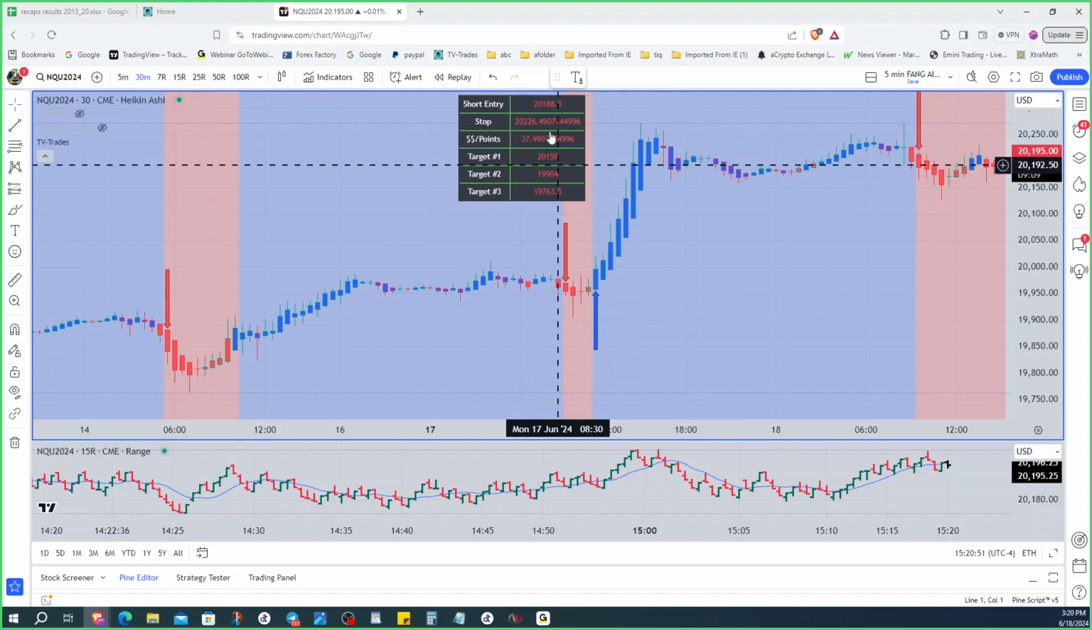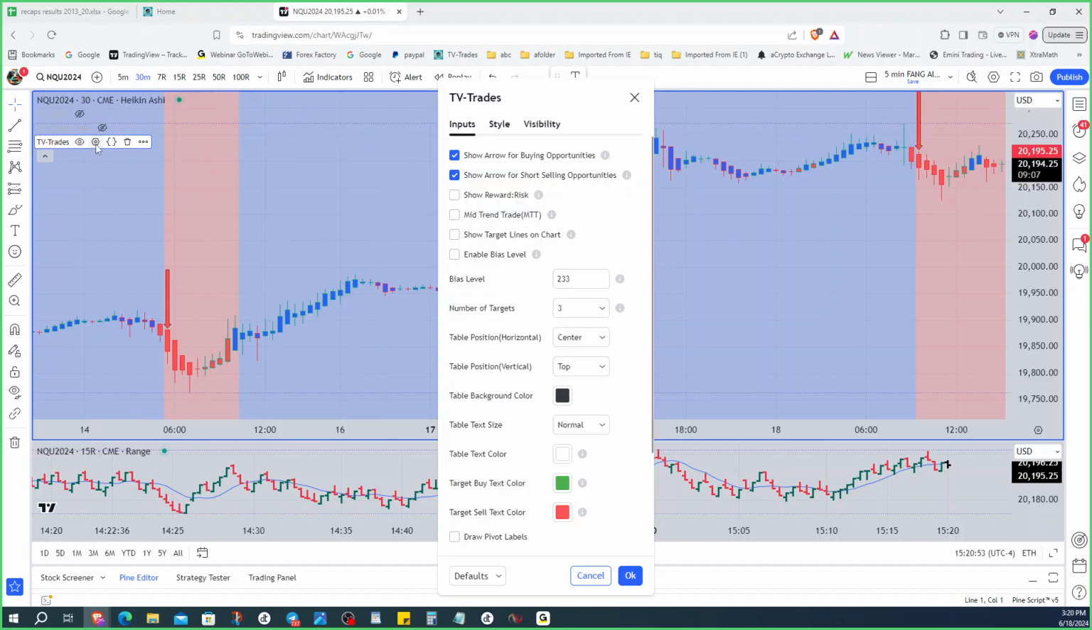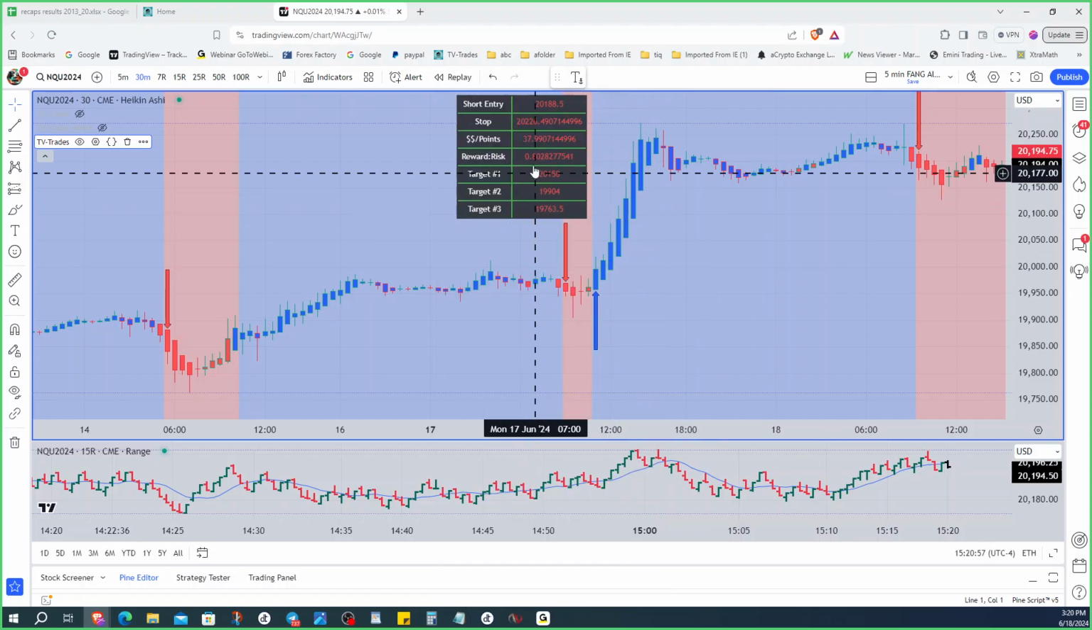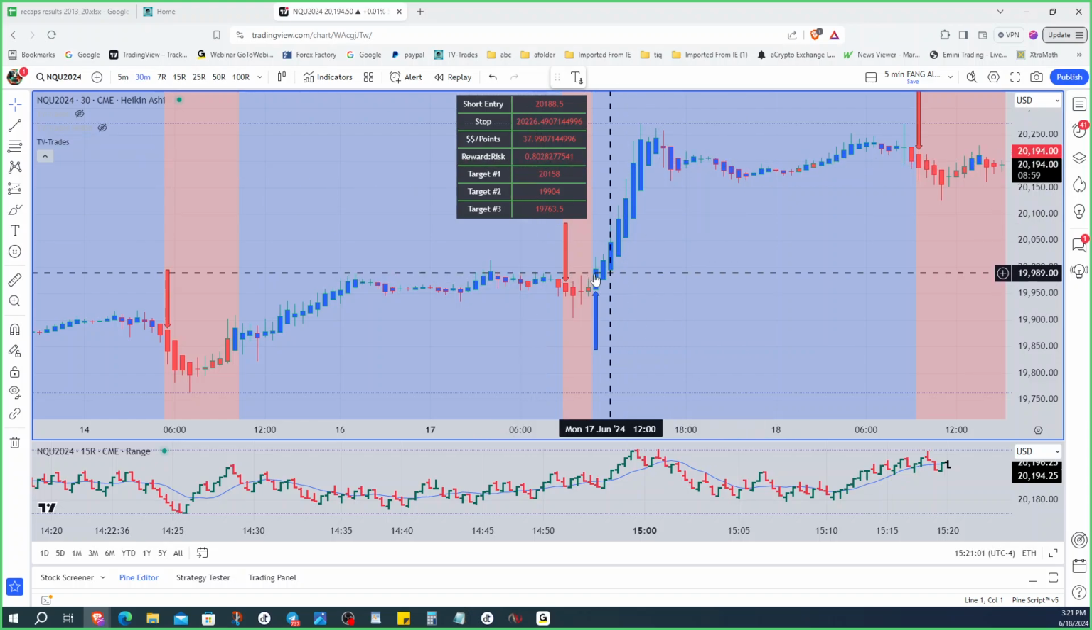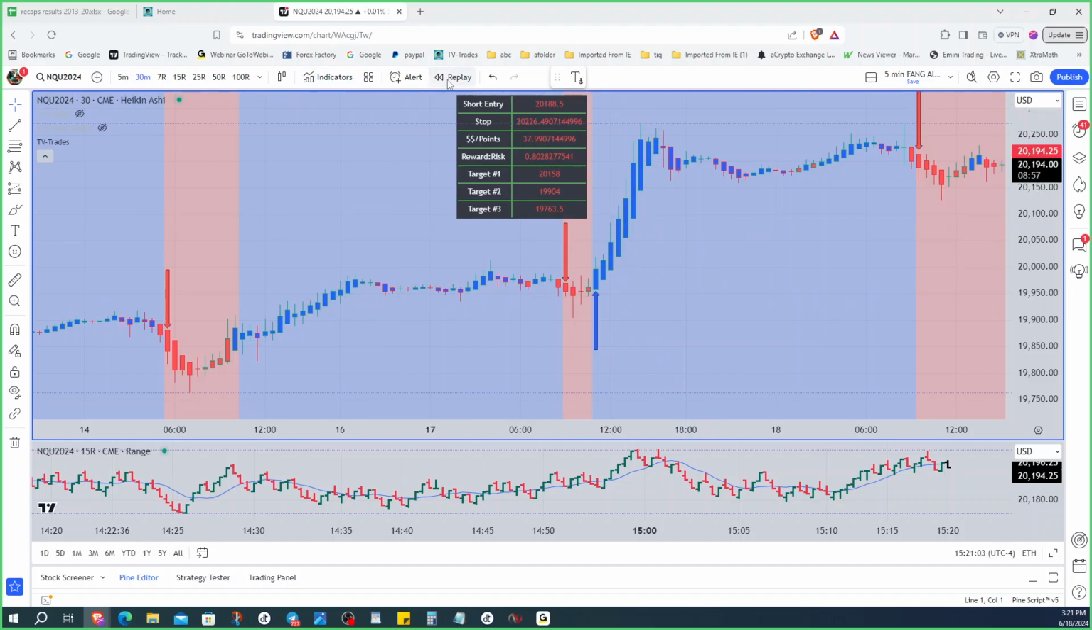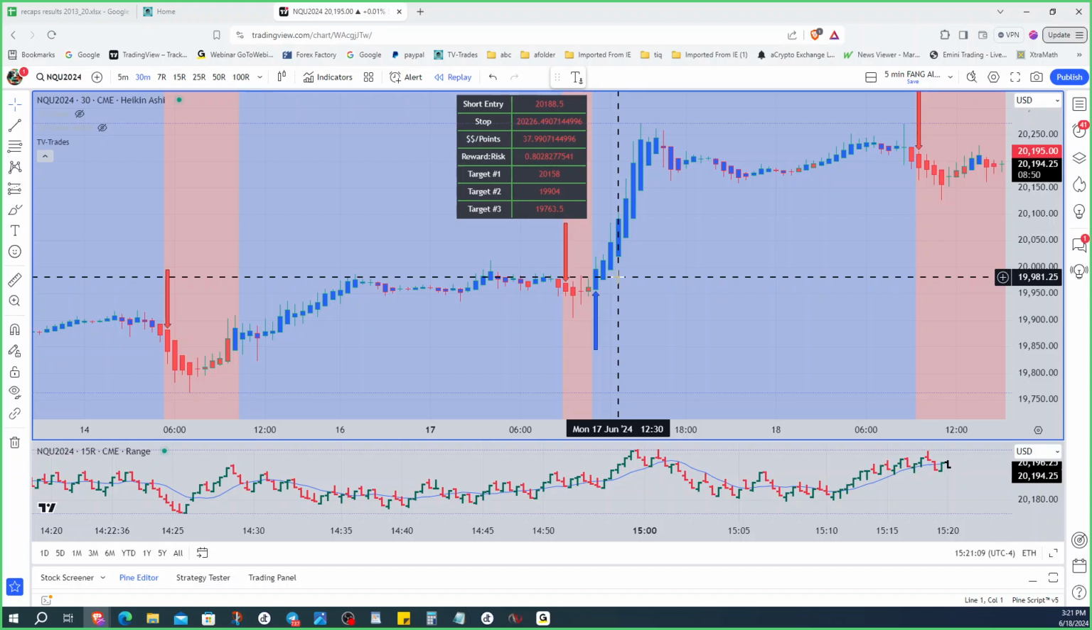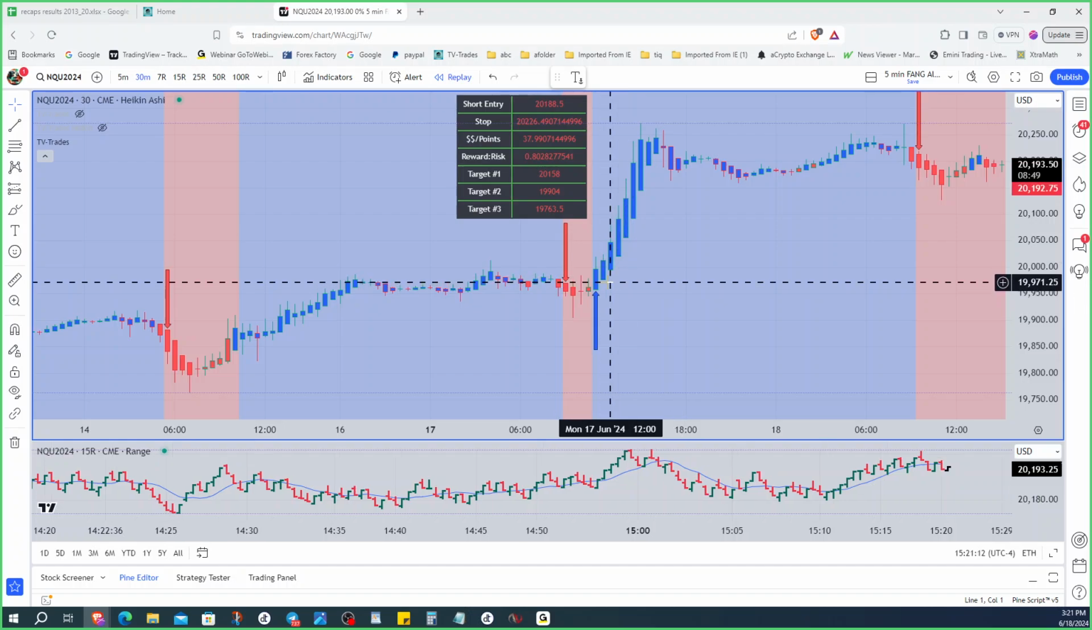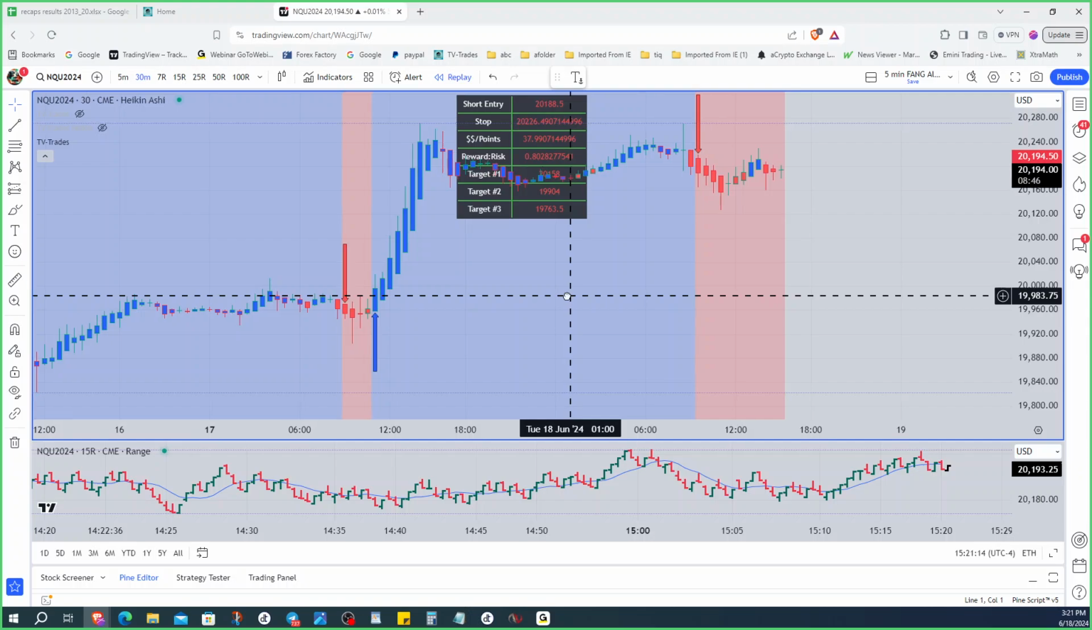By default, it doesn't have the risk reward on here. You can put that on right here. Show risk reward. You want that number to be greater than 1. This one's going to be a little less than 1. Like this one over here, if we hit replay on this, because we have the Heiken Ashi bars on, and we go back here, then your risk reward would be better.